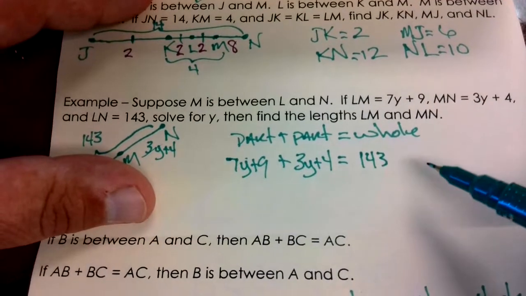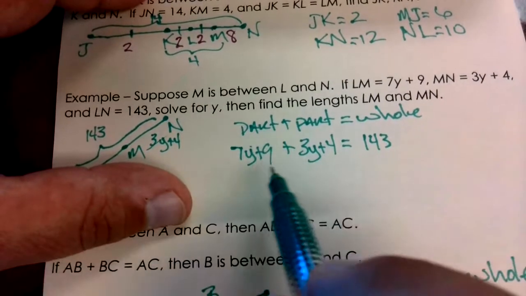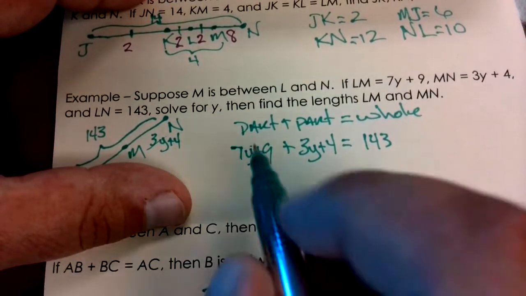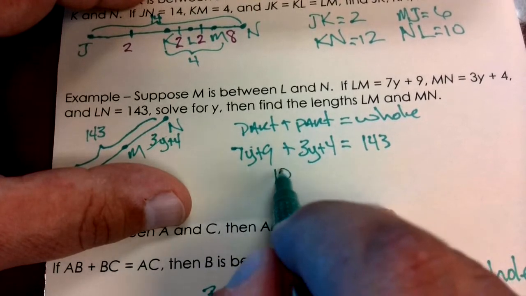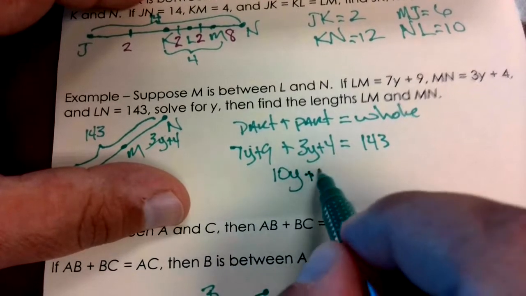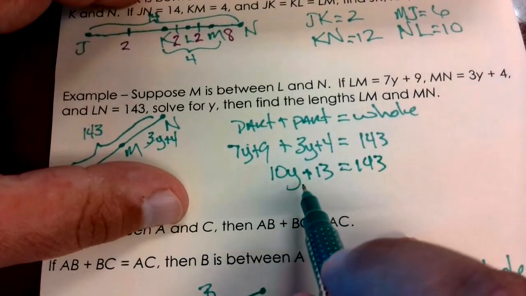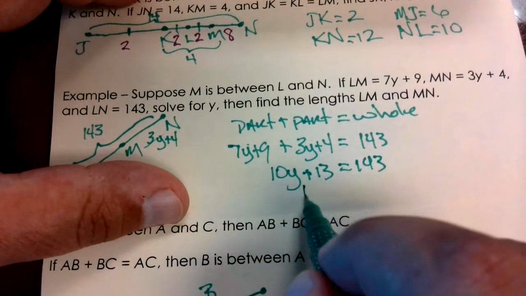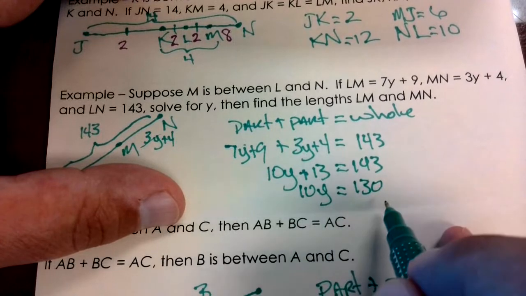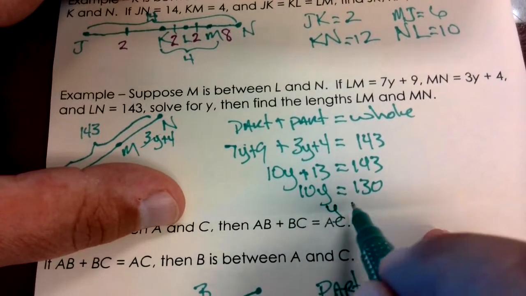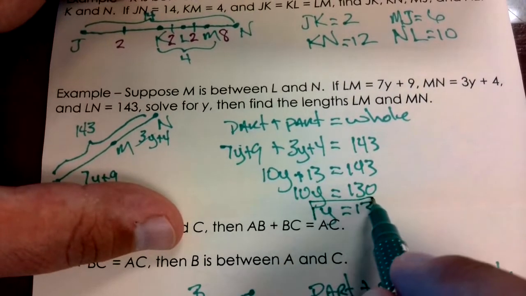And then this is this nice algebra equation, which we talked about and reviewed, and that was the whole reason we spent all that time reviewing, to make sure you guys could solve this. Collect my like terms. 7y and 3y is 10y. 9 and 4 is 13. Subtract 13 from both sides. Divide both sides by 10. y equals 13. And that's great.